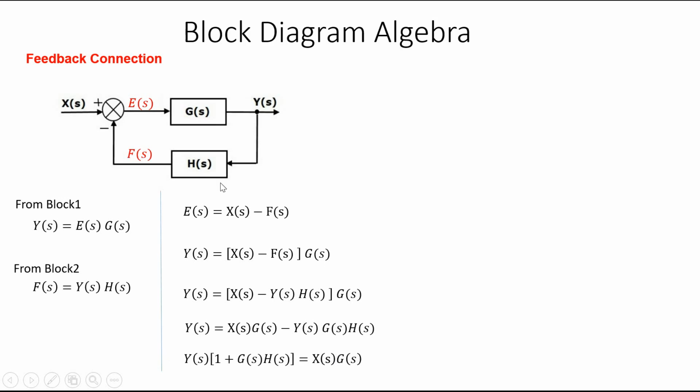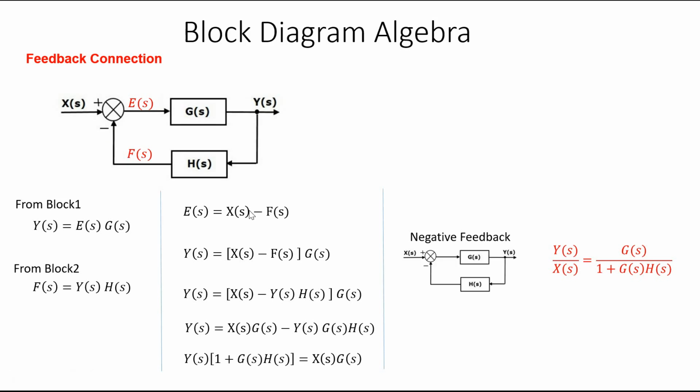Now we can directly write the transfer function of the whole, that is y of s by x of s, which becomes g of s divided by 1 plus g of s into h of s. So this is the equivalent transfer function, or equivalent block, g of s by 1 plus g of s into h of s, a single block. Here it is minus, so it is called negative feedback. Negative feedback means it is minus here, so it becomes plus in the denominator.